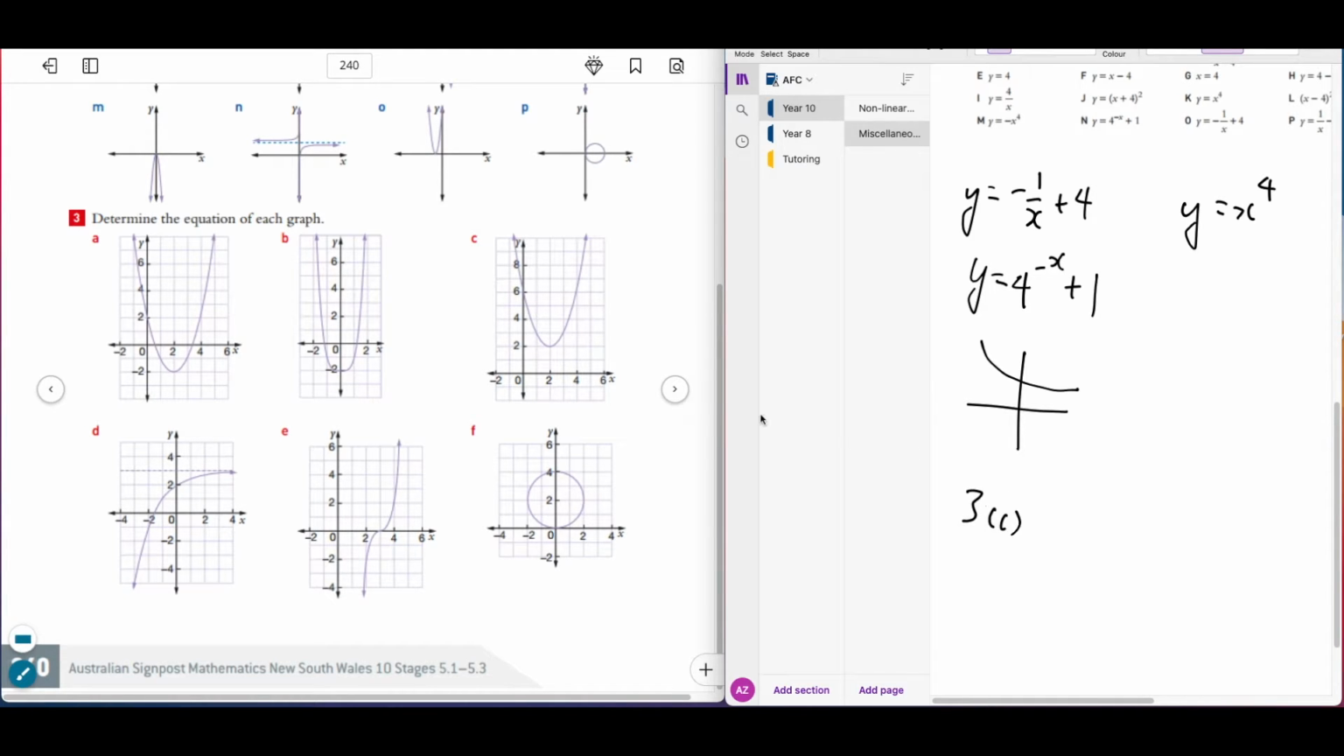So 3C. As you can see, this is a parabola that's moved right 2 units and up 2 units, right? So we can write it like this. y is equal to, so it's shifted right 2 units, so x minus 2 squared.